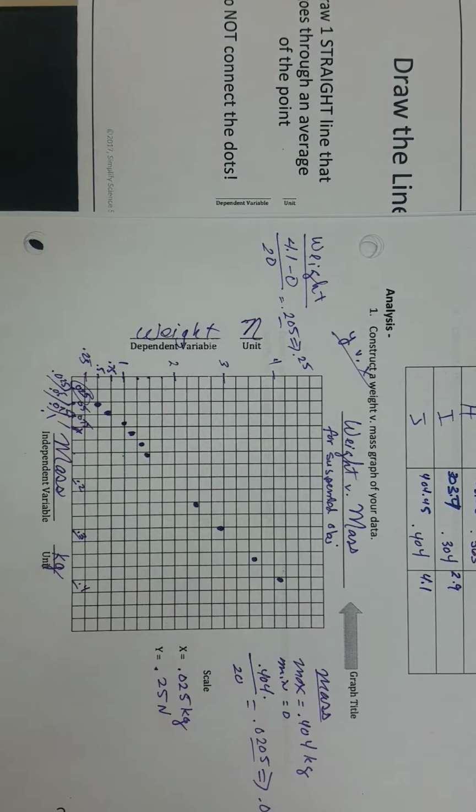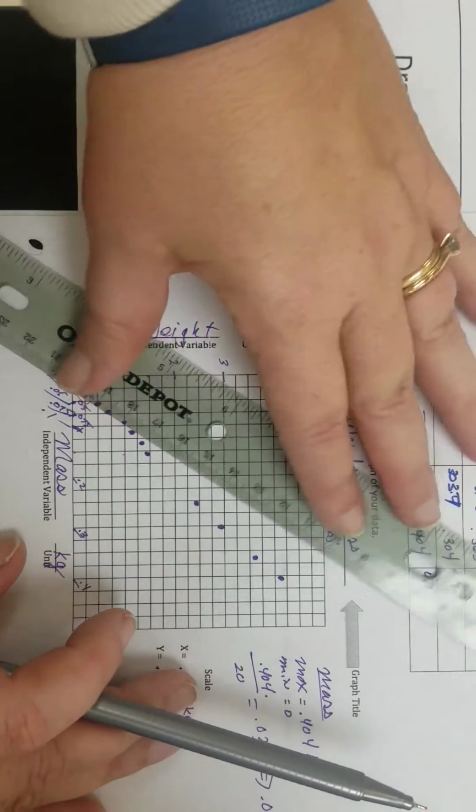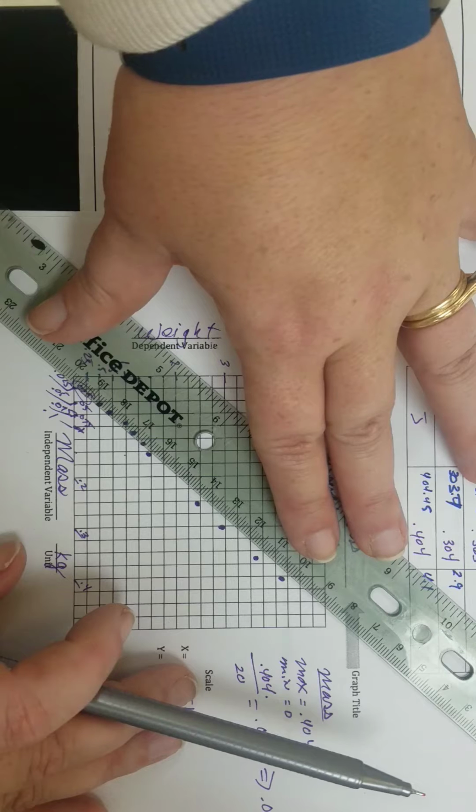Okay, your best fit line, I want to make it a visual average. If it touches some dots, that's fine. If it doesn't, that's fine. If it goes through zero, that's fine. If it doesn't go through zero, that's fine. All right, so I've got 10 points, so I need to have about 5 up, 5 down is kind of what I'm looking at.